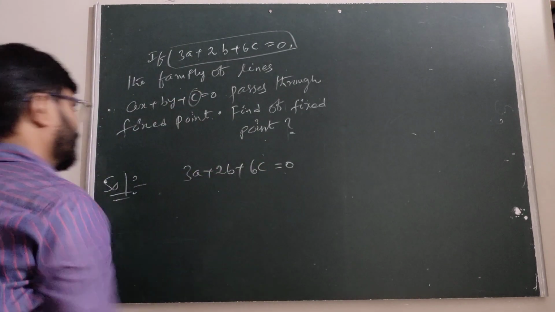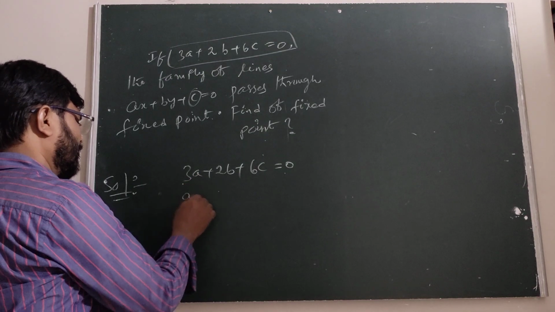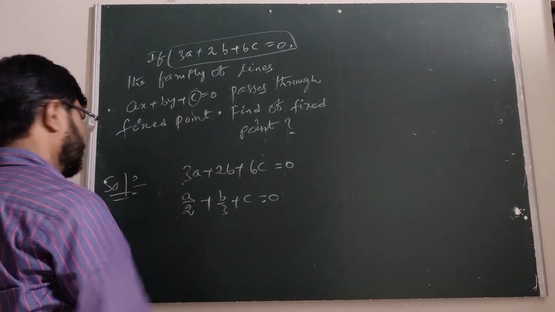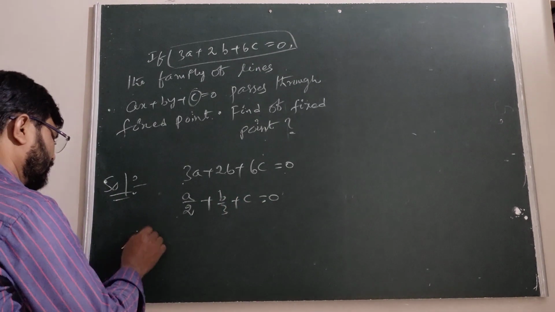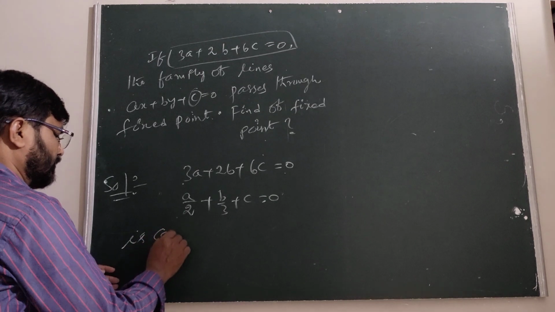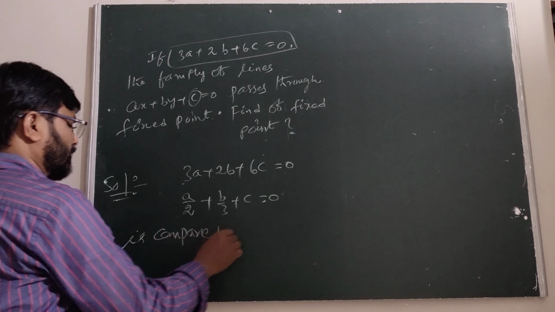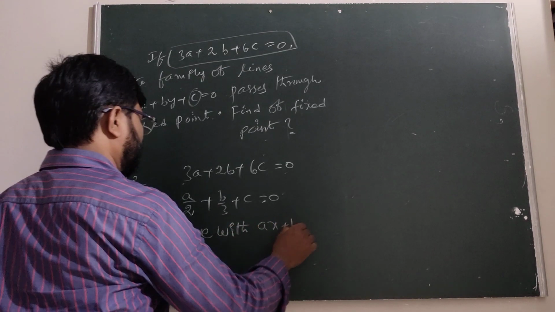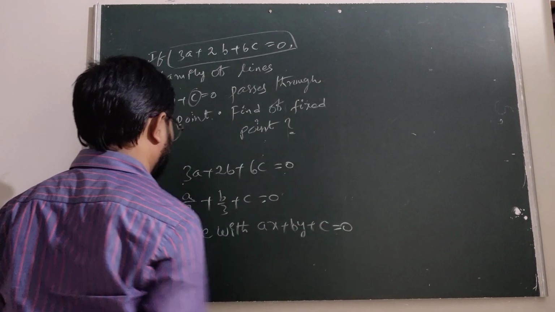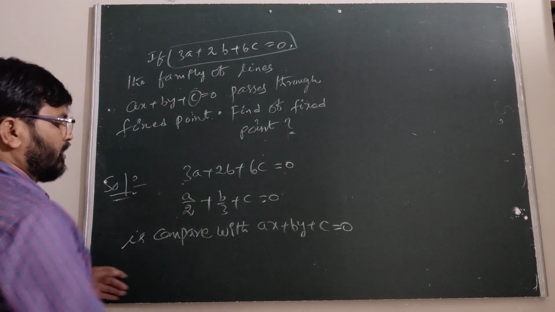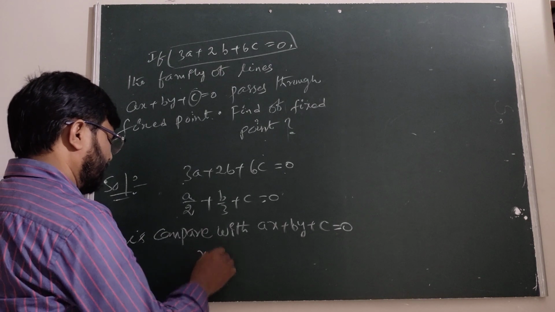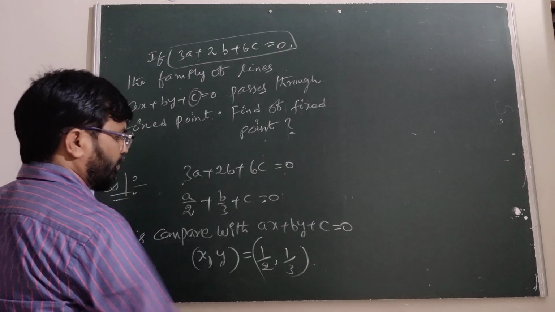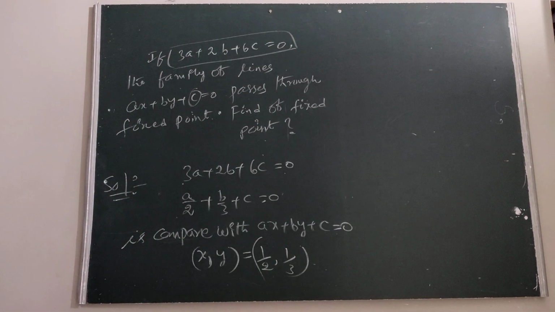Here c is there. Now divided by 6, then it is a by 2 plus b by 3 plus c. Compare with ax plus by plus c equal to 0. X is 1 by 2, y is 1 by 3. Therefore, you can write (x, y) is (1 by 2, 1 by 3). This is the one method. This is the point of concurrence.